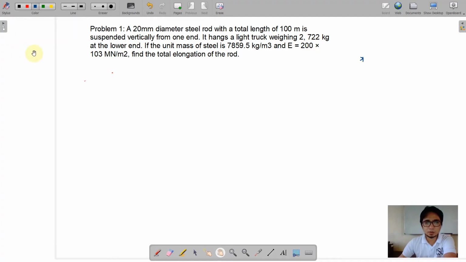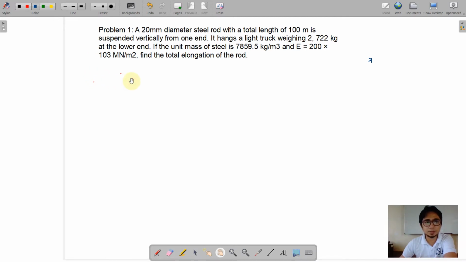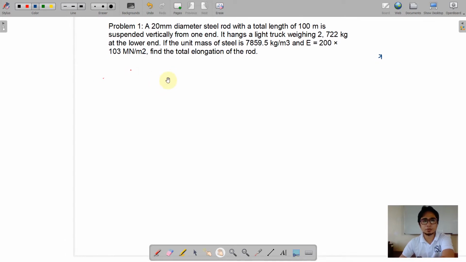Okay, so welcome to our next session. Today we are going to have examples on simple strain, particularly on axial deformation. When we say axial, we have already satisfied the conditions where the strain is constant. So we'll just have to apply the relationship between stress and strain in terms of modulus of elasticity.